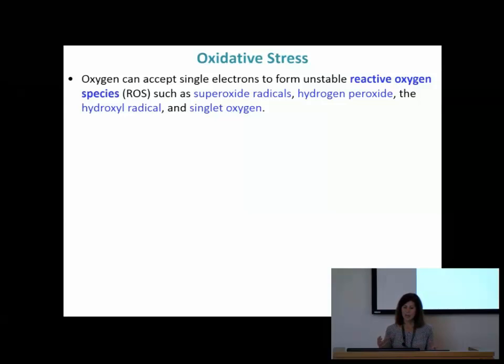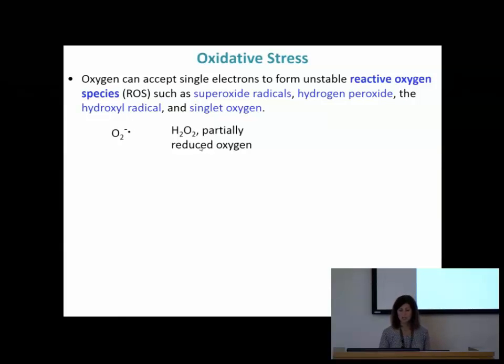So this is one example where we've taken oxygen and accepted one electron. Partially reduced oxygen is hydrogen peroxide. The hydroxyl radical is the most important one. We're going to focus on this one.